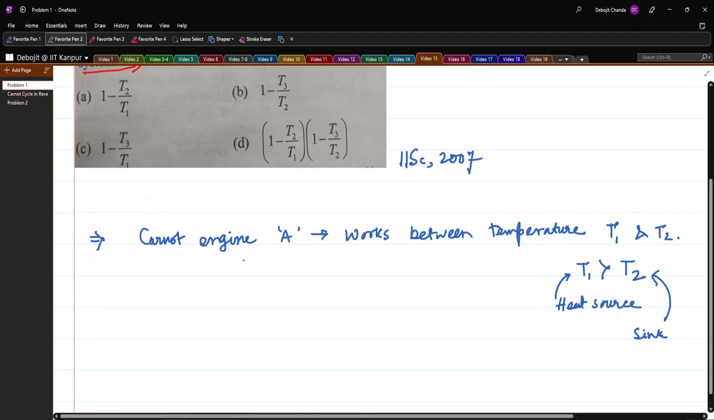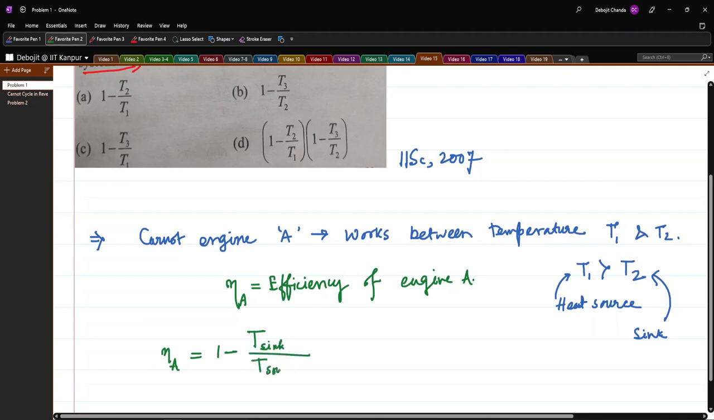And let us assume that eta A is the efficiency of this Carnot engine A. So we know what the formula of efficiency is for a Carnot engine, and we can easily calculate it using the formula T source minus T sink by T source, which will give nothing but 1 minus T2 by T1.